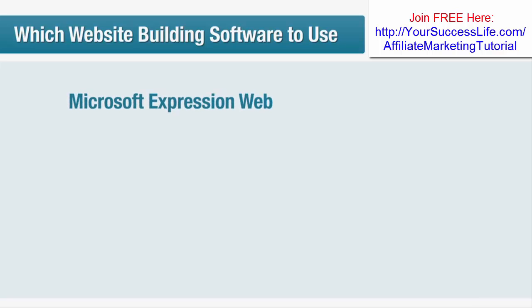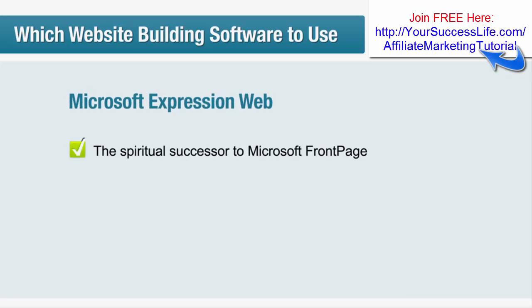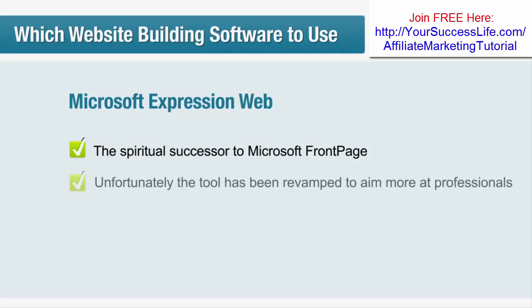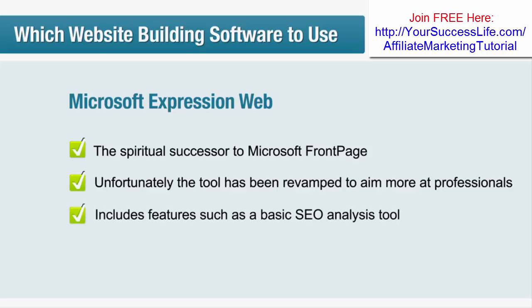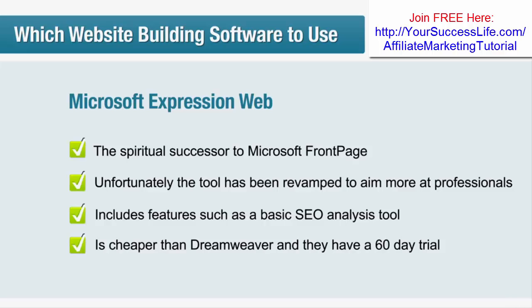Microsoft Expression Web. The spiritual successor to Microsoft FrontPage, Microsoft Expression Web, which is part of the Microsoft Expression Studio suite, is a slick new way for designing modern web pages. Unfortunately, the tool has been revamped to aim more at professionals, but it does include features such as a basic SEO analysis tool, and it's also cheaper than a new version of Dreamweaver. And Microsoft has a 60-day trial available, so you can decide whether you want to use this software.